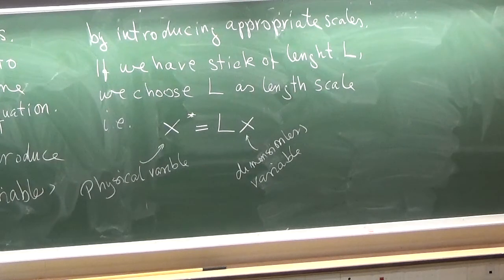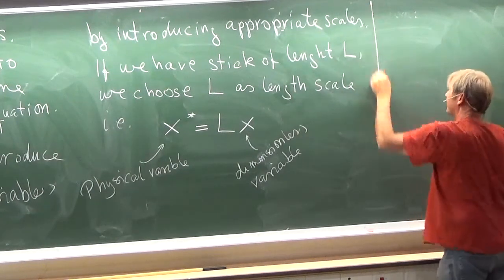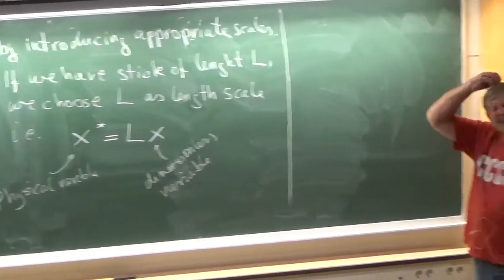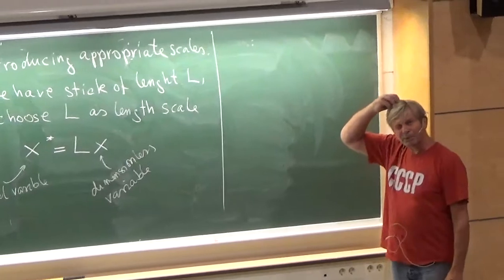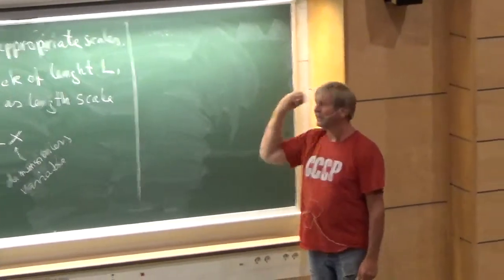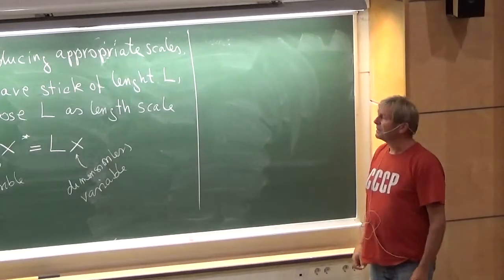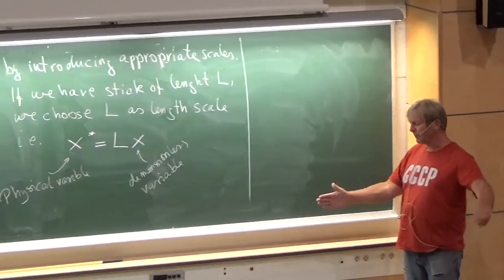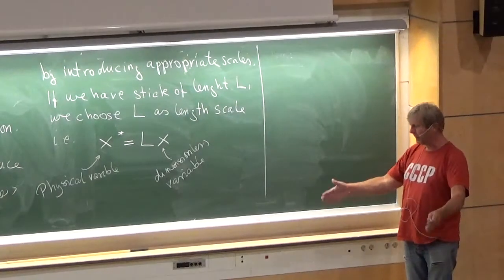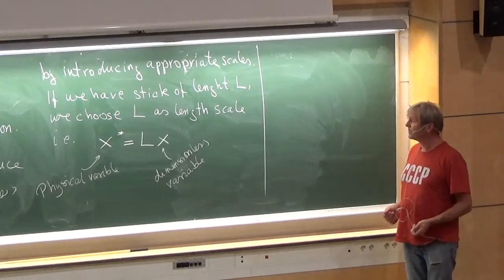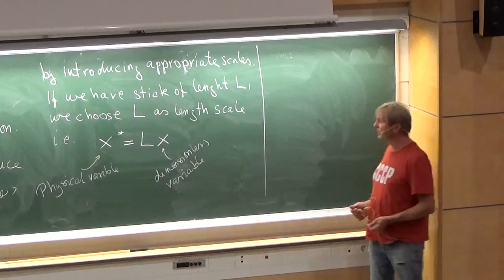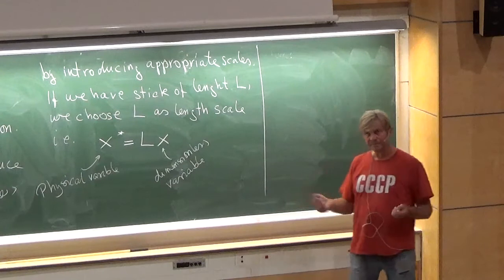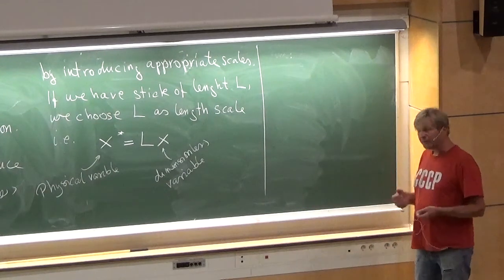So that's the notational thing. Often it's not straightforward to find appropriate scales for stuff. Some are quite obvious, like if you have a situation where we're studying something one-dimensional on the length L, then it's quite obvious. We choose L as length scale, and our dimensionless length will vary between 0 and 1. It's nice when you do numerics.